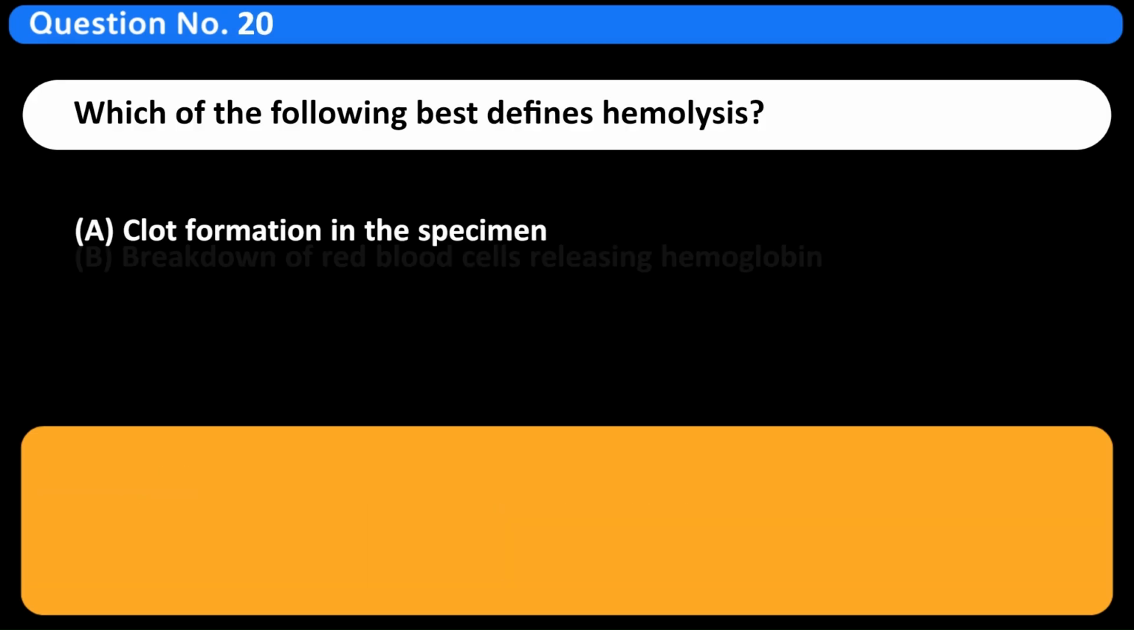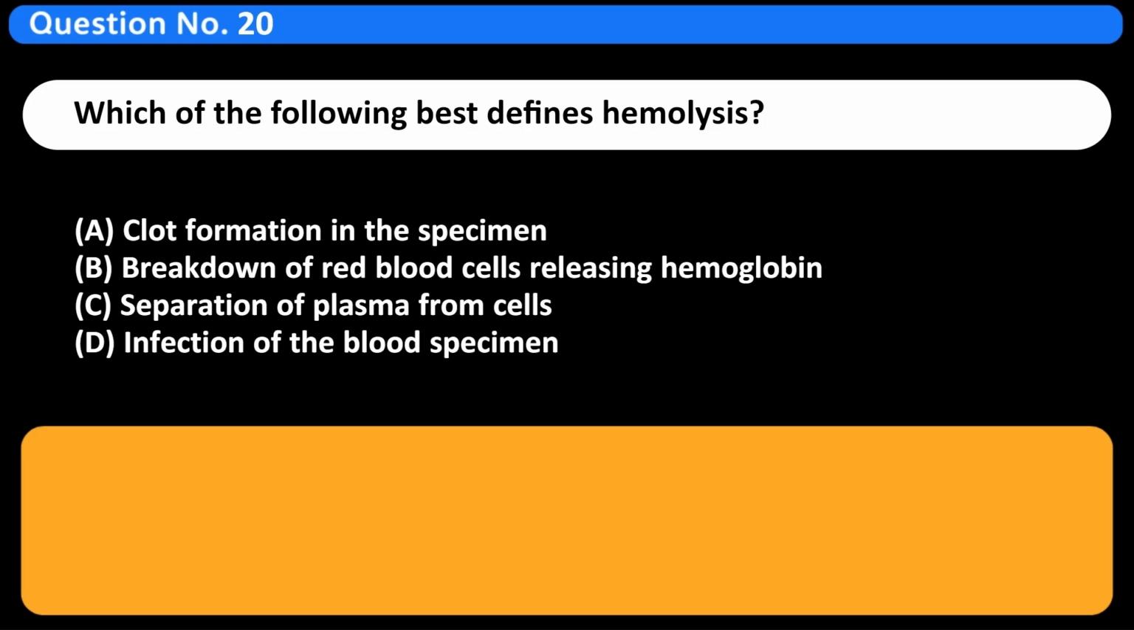Which of the following best defines hemolysis? A. Clot formation in the specimen. B. Breakdown of red blood cells releasing hemoglobin. C. Separation of plasma from cells. D. Infection of the blood specimen.